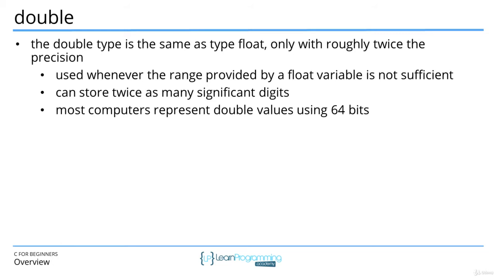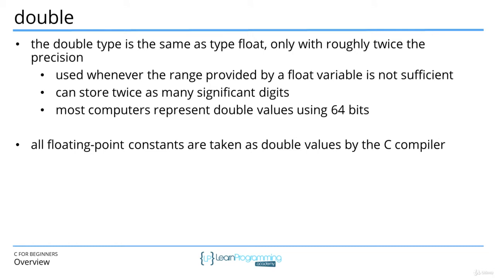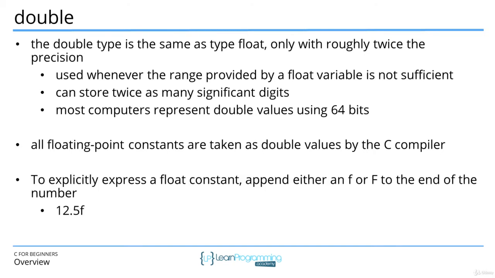Most computers represent a double value using 64 bits, which is 8 bytes. Floats are usually 4, doubles are 8. I might have misspoken there. And that just means you can store more data. The way that you would create the variable is you would say the double keyword before naming the variable. All floating point constants are taken as double values by the C compiler. So that's by default. If you specifically want to make something a float, you just add an F at the end of it when you assign it. So to explicitly express a float constant, just put that F there, 12.f.